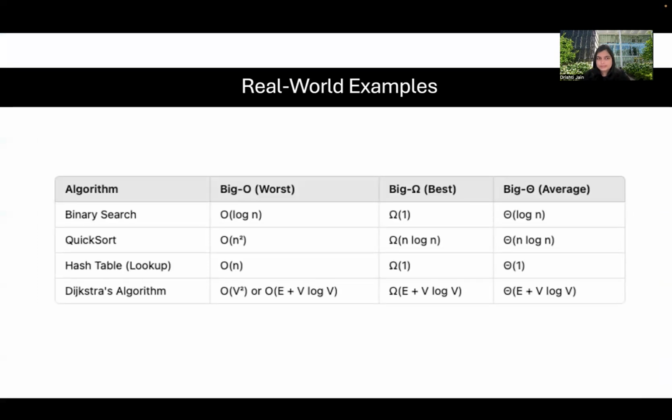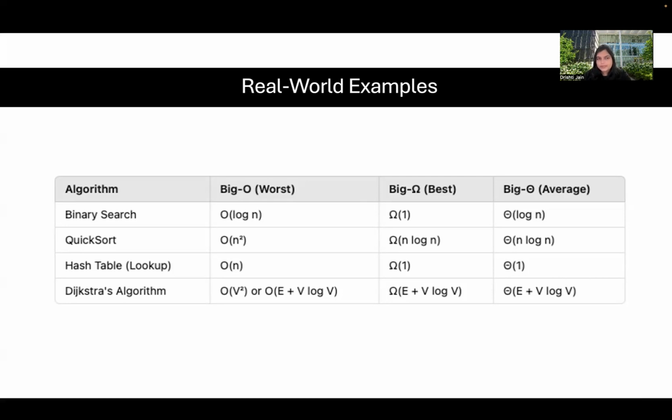Now, for real-world examples, let's look at four algorithms: binary search, quicksort, hash table, and Dijkstra's algorithm. If we talk about the big O notation, you'll see that binary search is O of log n. For quicksort, it is O of n square. For hash table, it is O of n, wherein you're looking up things, so kind of searching. Dijkstra's algorithm is O of v square or O of e plus v log v, based on whether you're representing it with the matrix or the list version.